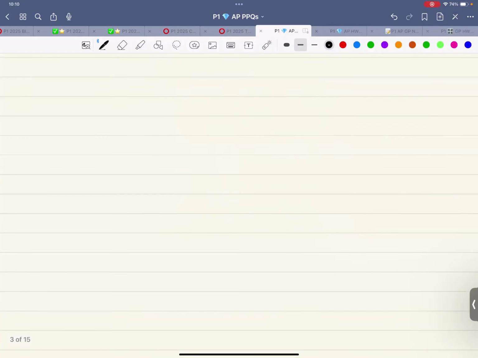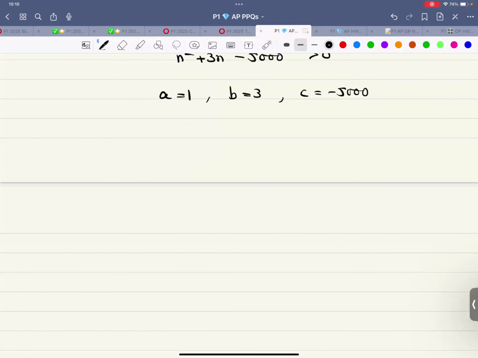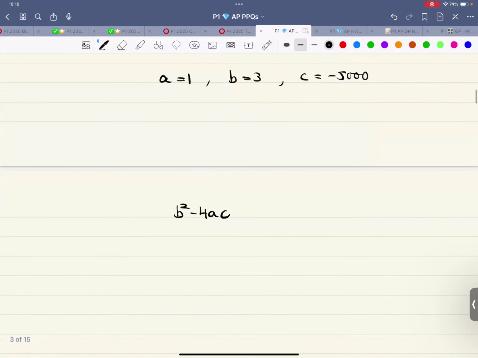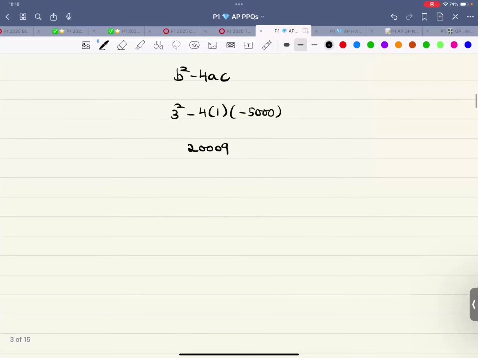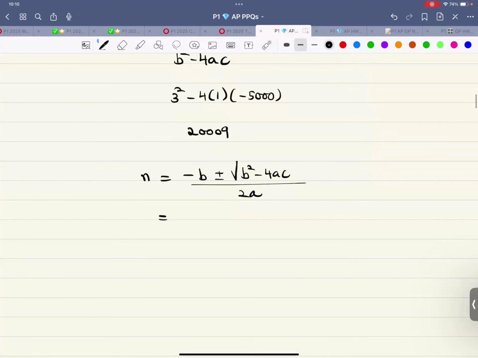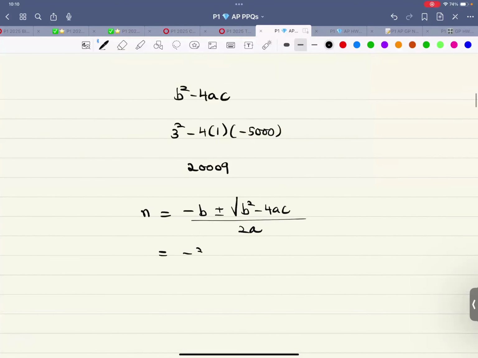Let me add a page over here. Let me first evaluate b square minus 4ac. Let's do everything in steps. That is 3 square minus 4 into 1 into negative 5,000. So this is 20,000 plus 9, 20,009. And then we have n equals minus b plus minus the square root of b square minus 4ac, divided by 2a. So therefore, this is minus 3 plus minus the square root of 20,009, divided by 2 times a.